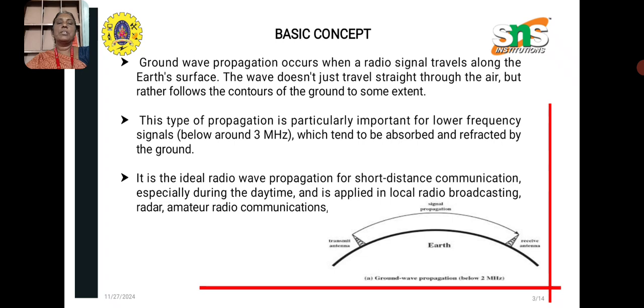Ground wave propagation occurs when a radio signal travels along the Earth's surface. The wave does not just travel straight through the air but rather follows the contours of the ground to some extent. This type of propagation is particularly important for low frequency signals, that is below around 3 MHz, which tend to be absorbed and refracted by the ground. It is the ideal radio wave propagation for short distance communication, especially during the daytime, and it is applied to local radio broadcasting, radar, amateur, and radio communications.